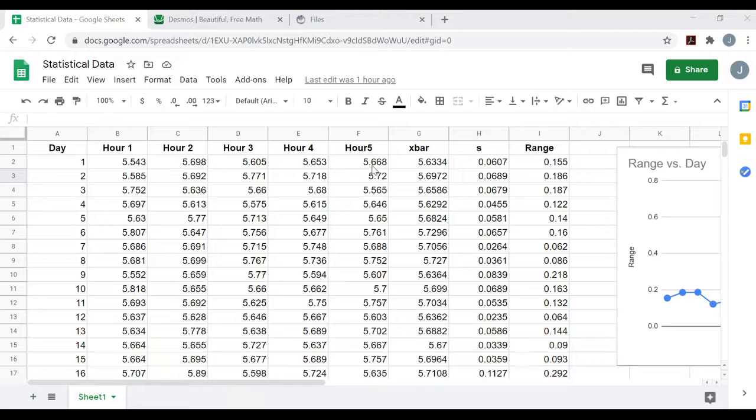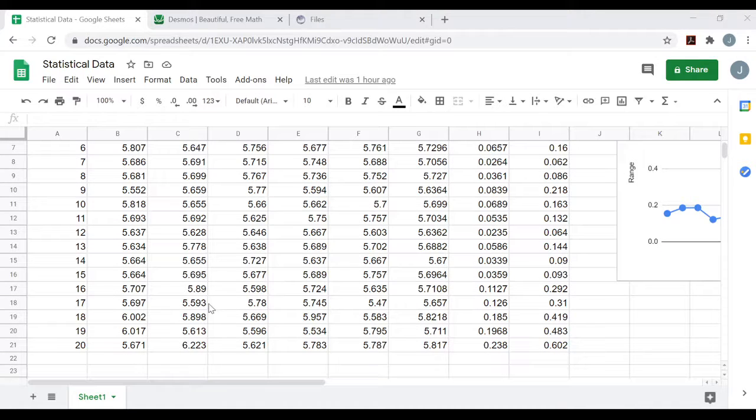Now, notice the largest value here was 5.698. The smallest value, 5.543, and if you subtract those, you get 0.155. Right? That's the largest value minus the smallest value in just that first sample from hour 1 to hour 5 on day 1. And I've got this recorded here for every single day for the 20 days, right? So every day for 20 days, they took a quarter every hour for 5 hours. So every sample is five large.